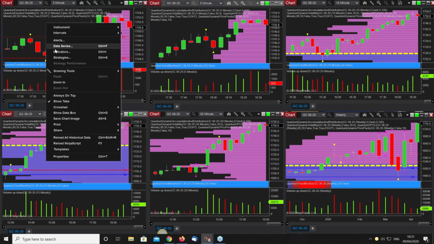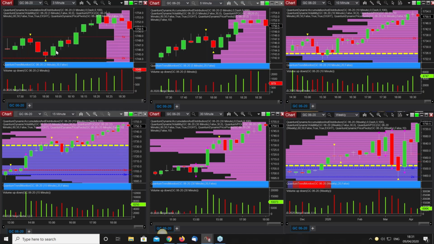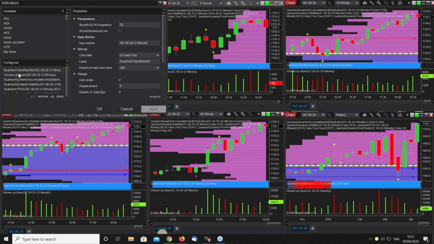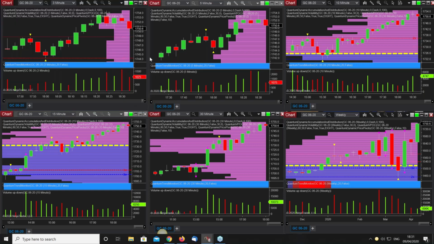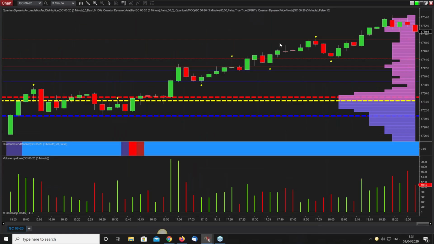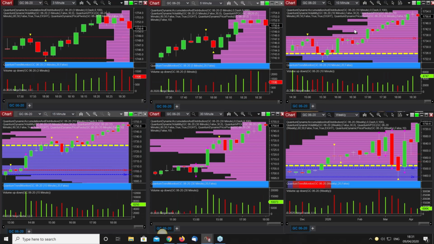I'll just put the indicator on there so it loads in real time rather than at the bar end. There we go. Change that. There we go. Apply that. Okay, I'll build in real time now. Let's just see how the volume comes in on that one. Let's keep an eye on that.